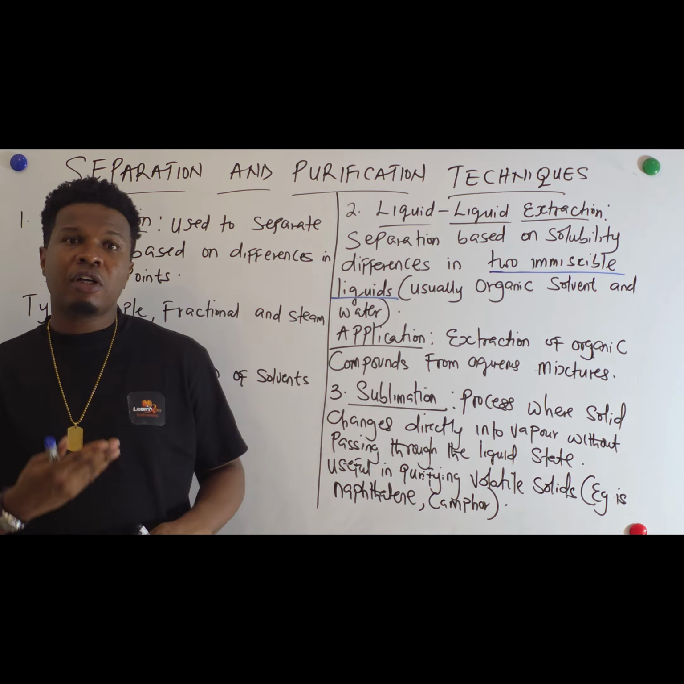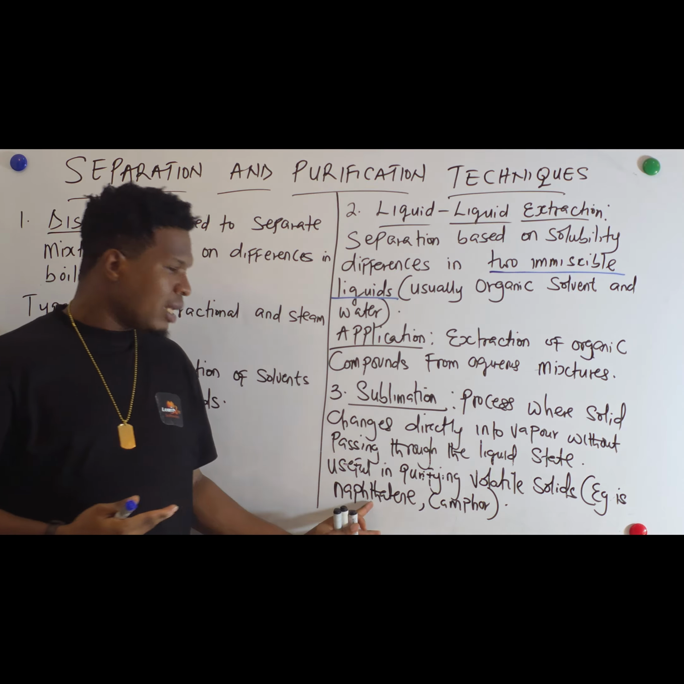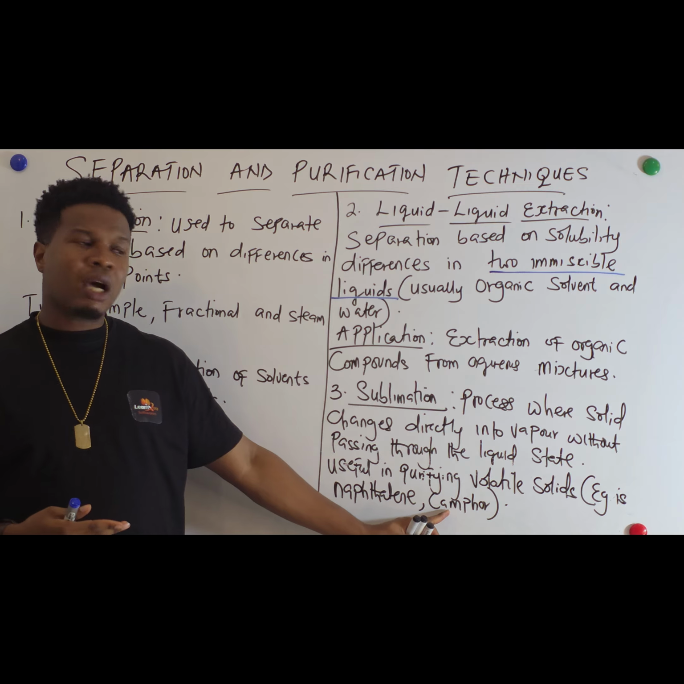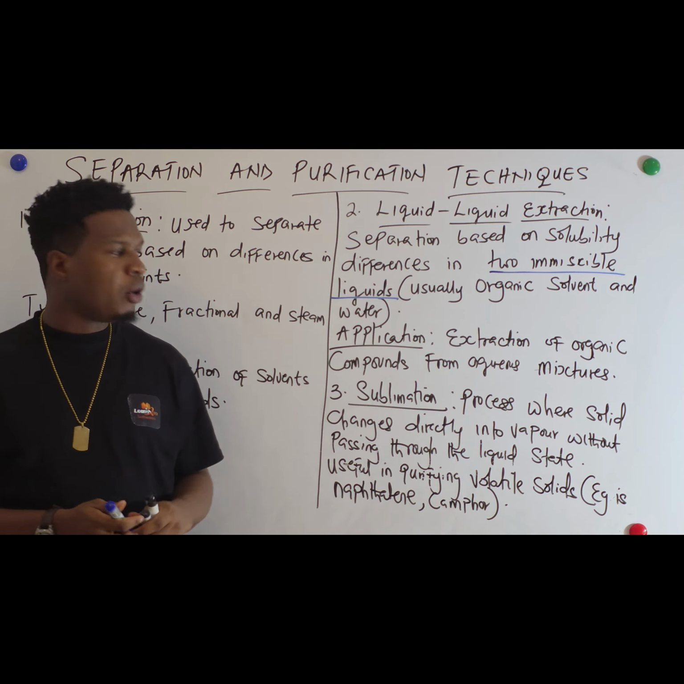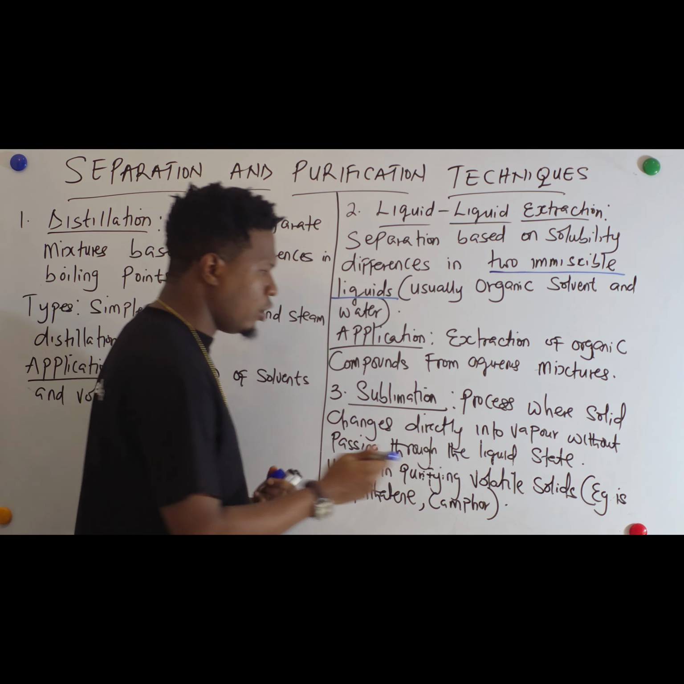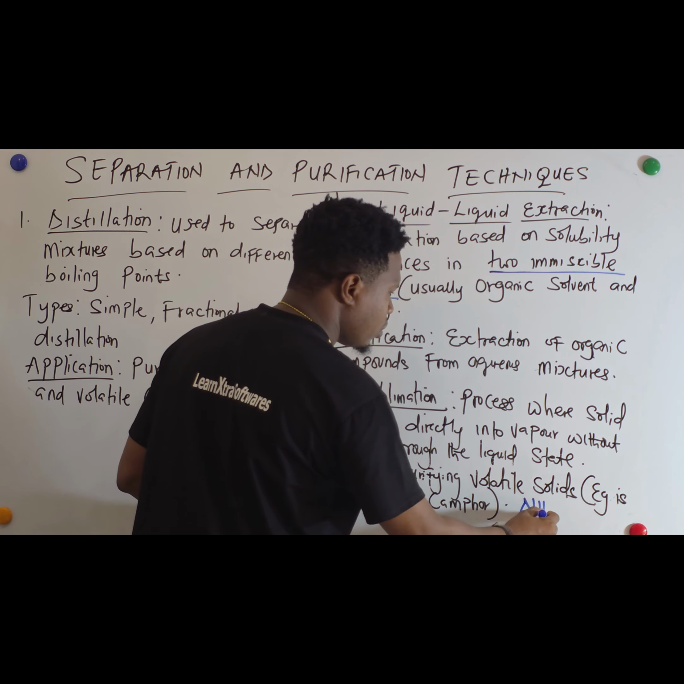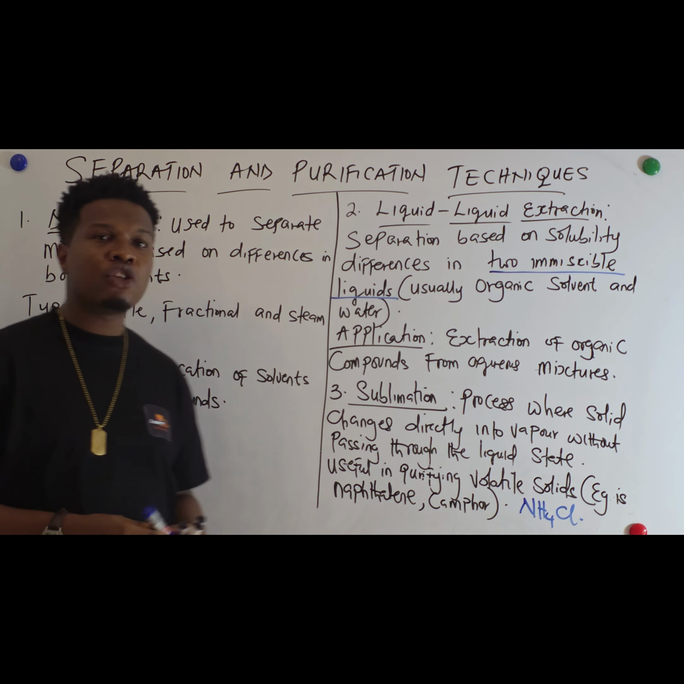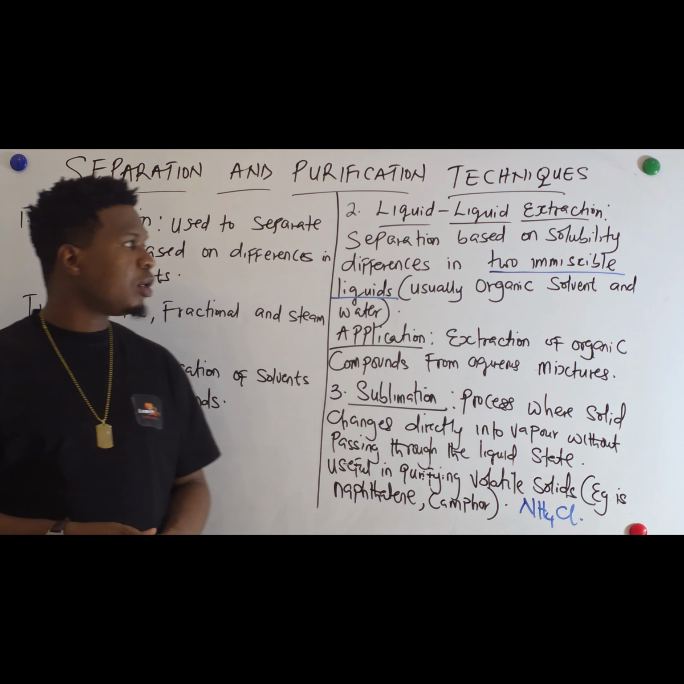An example is naphthalene and camphor. We can also use ammonium chloride, which can also sublime, but since we are talking about organic compounds, we can just focus on these two. Ammonium chloride, this compound can also sublime. There are a lot of them, not just these, so there are more examples that we can use to illustrate this information on the board.